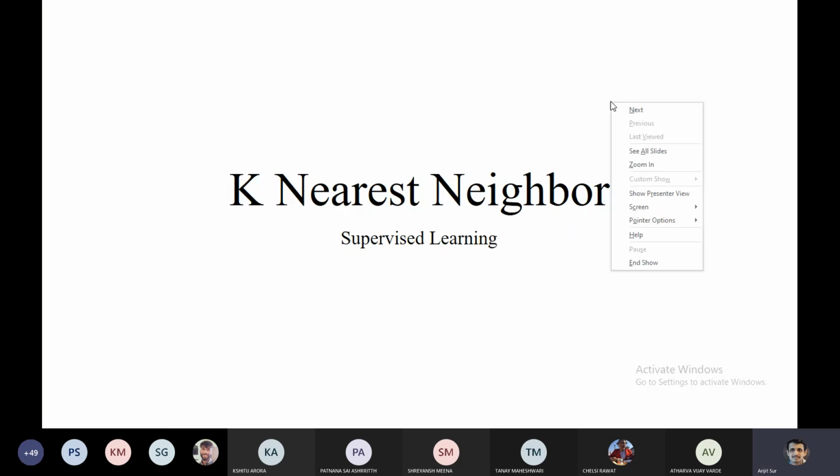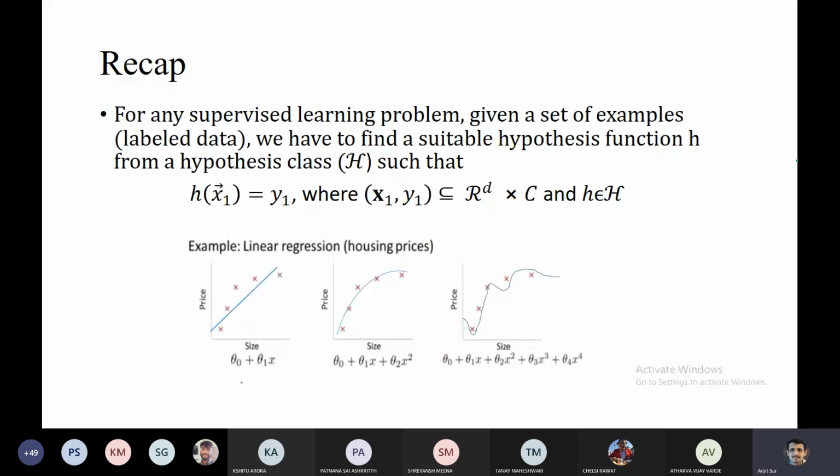Today we'll basically try to understand a very well-known classifier. I should say it's a much older classifier, and it is another supervised learning classifier. It's called the K-Nearest Neighbor classifier. So let's take a recap of whatever we have discussed so far, and what we are going to understand here.